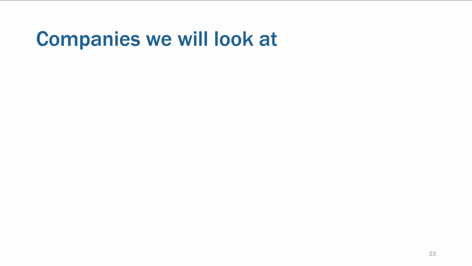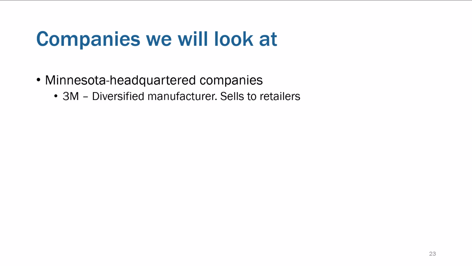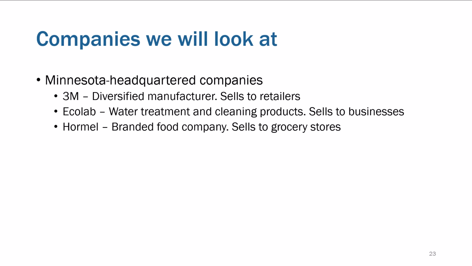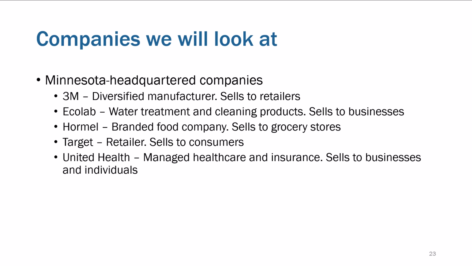Well, general principles of evaluating ratios here. First of all, the companies that we're going to look at, we're going to look at some Minnesota headquartered companies. 3M is a diversified manufacturer, sells a lot to retailers. Ecolab, water treatment, cleaning products, sells to businesses. Hormel, they're known for their food product Spam, and along with some others, branded food company, sells to grocery stores. Target is a retailer, sells to consumers, largely individuals.